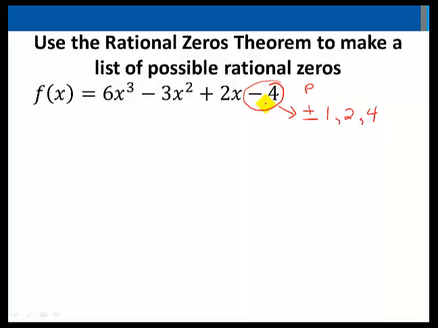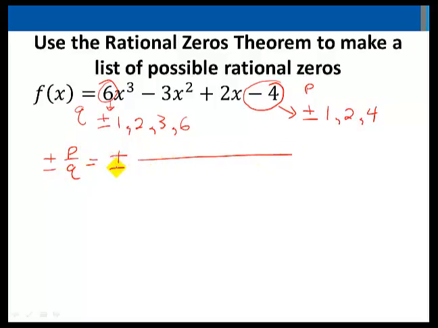To find our q values, we look at the leading coefficient of 6, and q values will be the factors of 6, integer factors, which would be plus or minus 1, plus or minus 2, plus or minus 3, and plus or minus 6. Then we'll go on to find all our possibilities for plus or minus p over q.